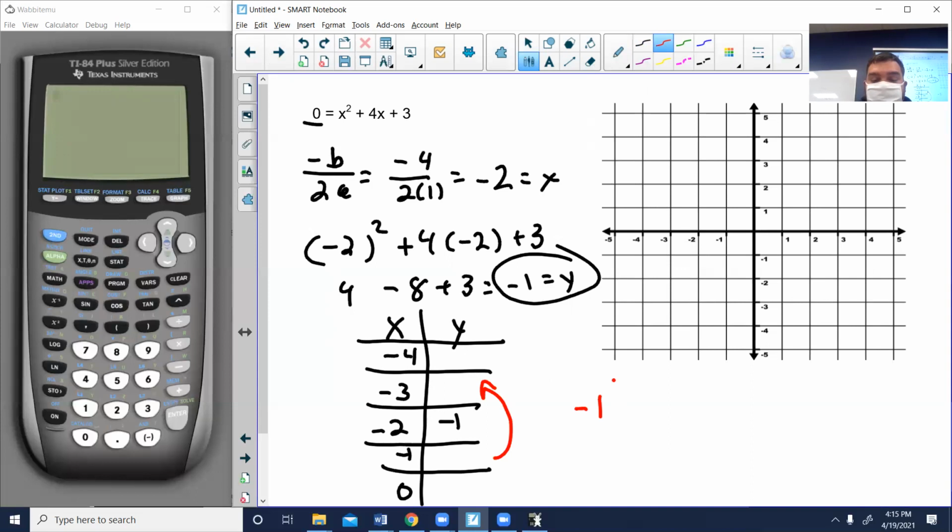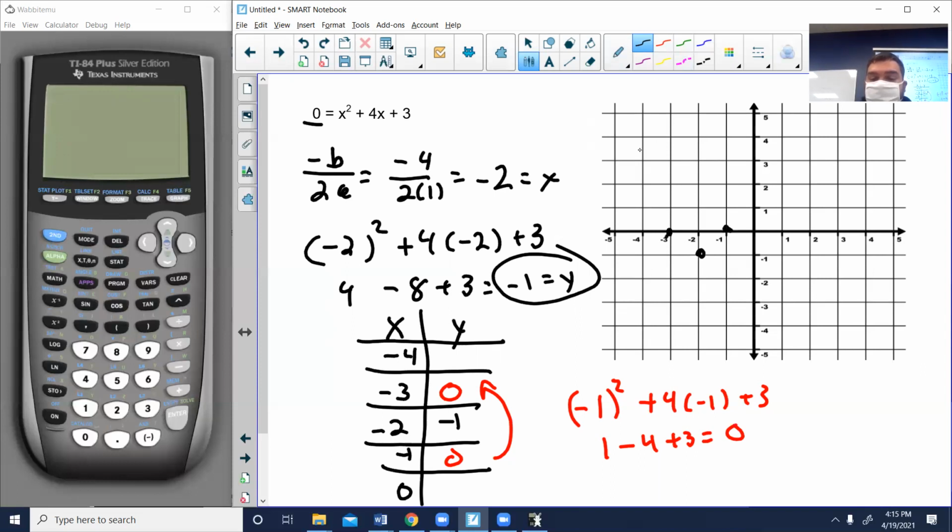So negative 1 squared plus 4 times negative 1 plus 3. 1 minus 4 plus 3. What does that give me? 0. If this one's 0, this is also 0. And you could kind of see on the graph, it's going to look like this. Negative 2, negative 1, 0, 0.